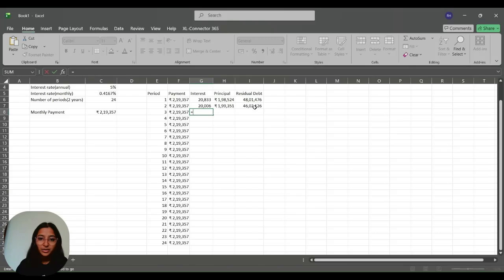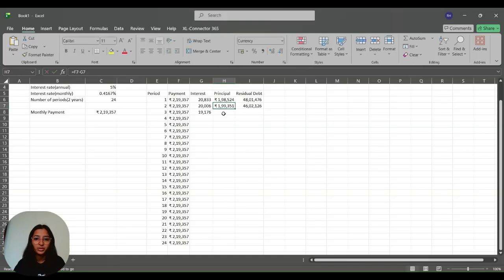Interest will be calculated on residual debt, the interest rate. As you have done the first two periods, you can just drag it, you'll get the answer. Here also you can just drag it, you'll get the answer.